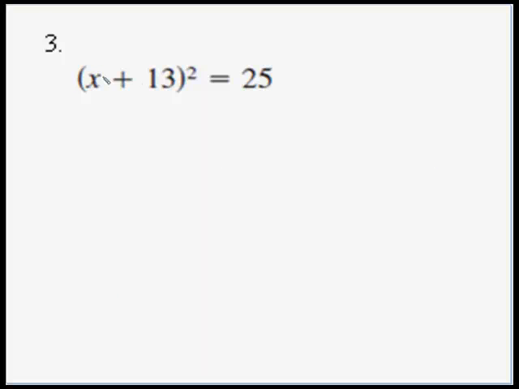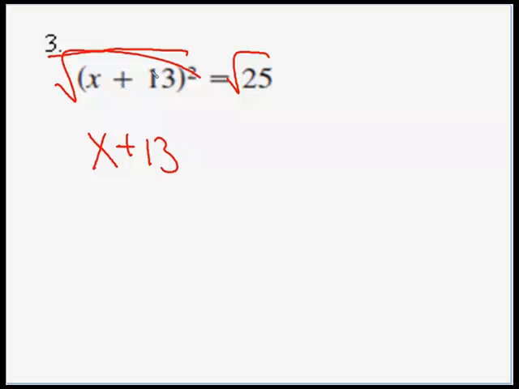Number 3. Now it's a quantity squared. X plus 13 quantity squared equals 25. Well, our squared term, even though it's a binomial, is isolated, so square root both sides. On the left, the square and square root cancels. We're left with what is under the radical, x plus 13. That's equal to the square root of 25 is 5, plus and minus.